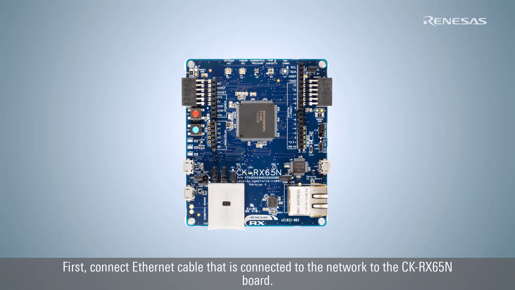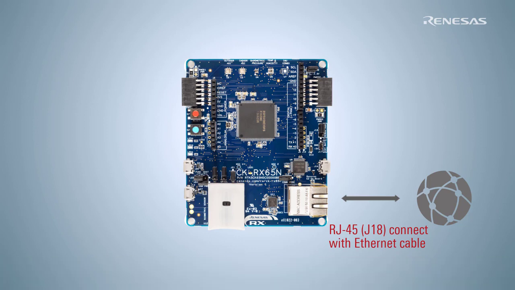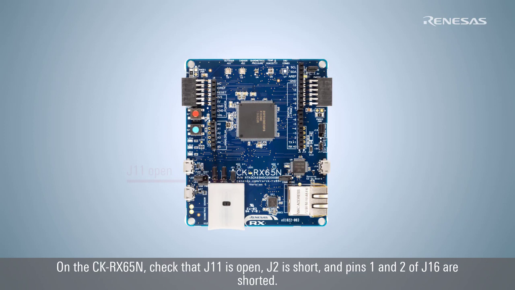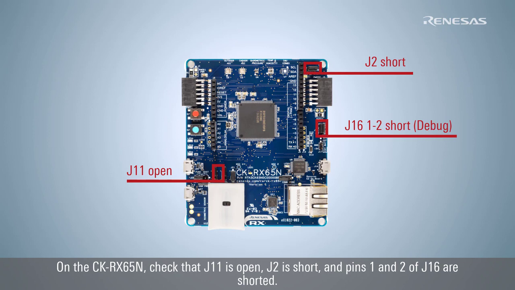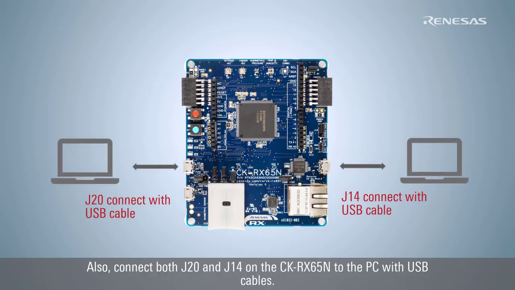First, connect Ethernet cable that is connected to the network to the CK-RX65N board. On the CK-RX65N, check that J11 is open, J2 is short, and pins 1 and 2 of J16 are shorted. Also, connect both J20 and J14 on the CK-RX65N to the PC with USB cables.